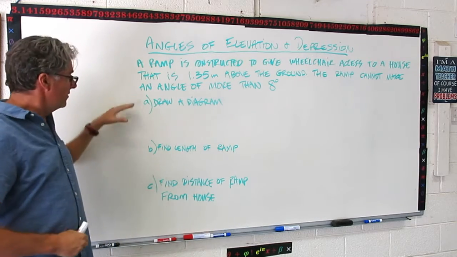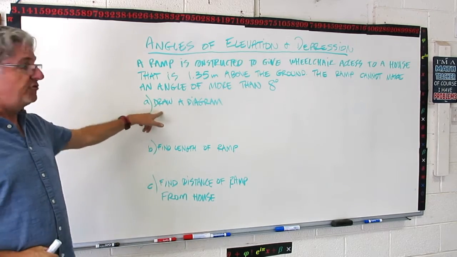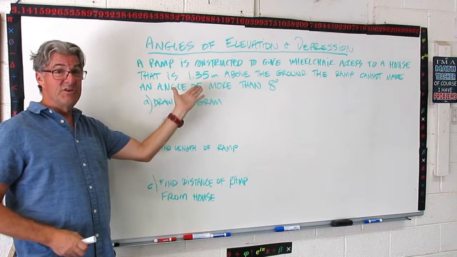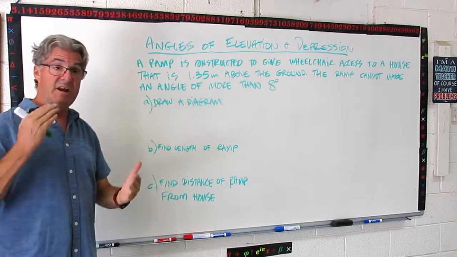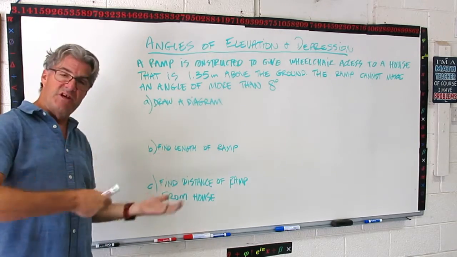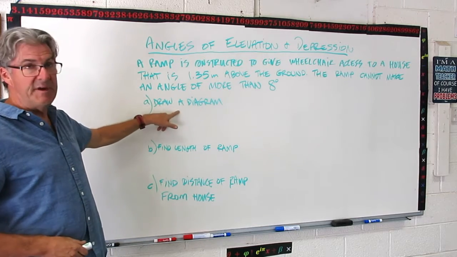Okay, so we got 3 things we need to do. First, draw a diagram. For any geometry problem that is given to you in words, make a diagram. When I grade tests, that diagram is worth points. It's also going to ensure that you get the answer correct. So step 1 is to make a diagram.